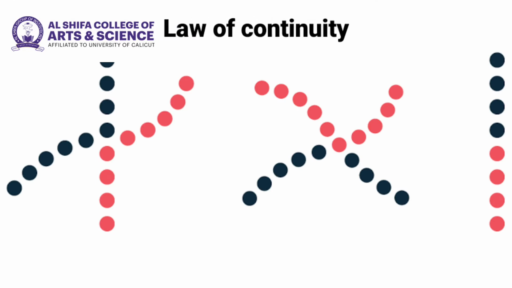Next, take the example of this image. In this image we have a complex image actually, but we perceive it as a simple continuous image. We always try to perceive images in a continuous form, because humans have a tendency to perceive things in a continuous pattern. So this is called the law of continuation.